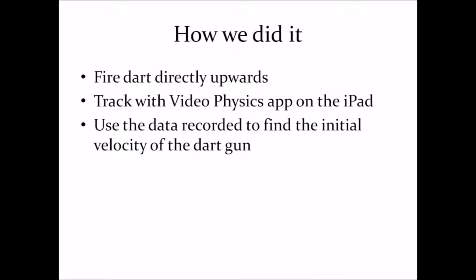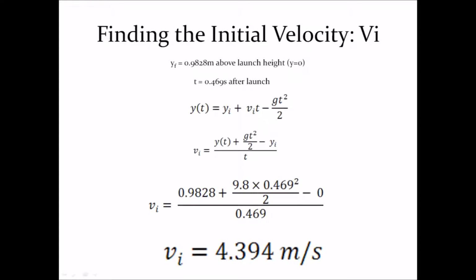First we had to find the initial velocity with which the gun fires its dart. To do that, we fired the dart directly upwards, and then we tracked its path with the video physics app on the iPad, and we used the data recorded from the app to find the initial velocity of the dart gun. From the data collected, we calculated that the maximum Y position was 0.9828 meters above the launch height, and that it was at that maximum Y position 0.469 seconds after the launch. Using these values, we can calculate the dart's initial velocity, which was 4.394 meters per second.